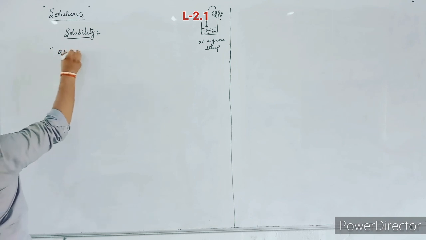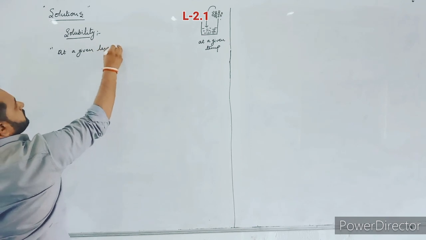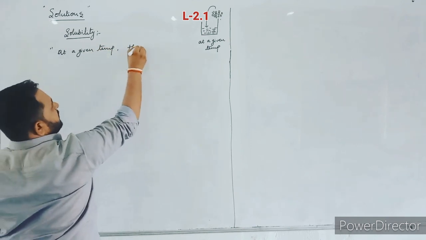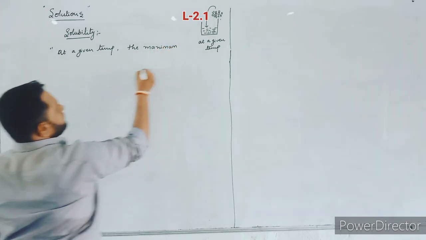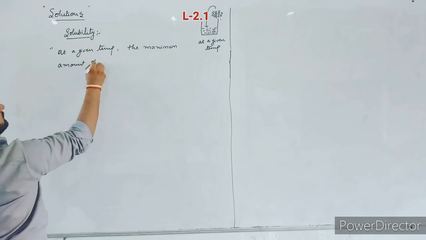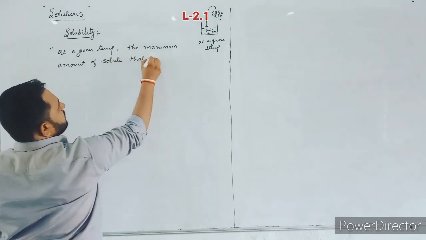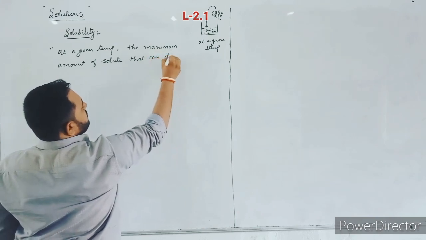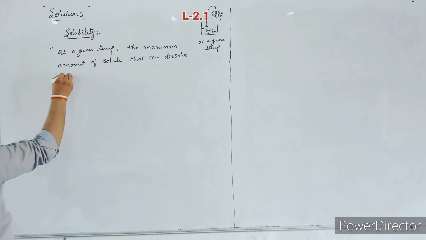Here I will write the definition. At a given temperature, the maximum amount of solute that can dissolve in a given amount of solvent.